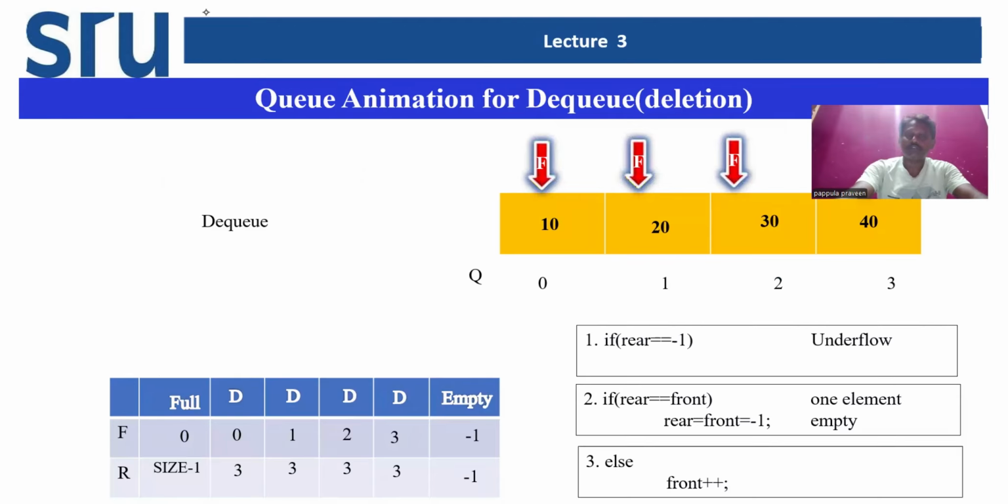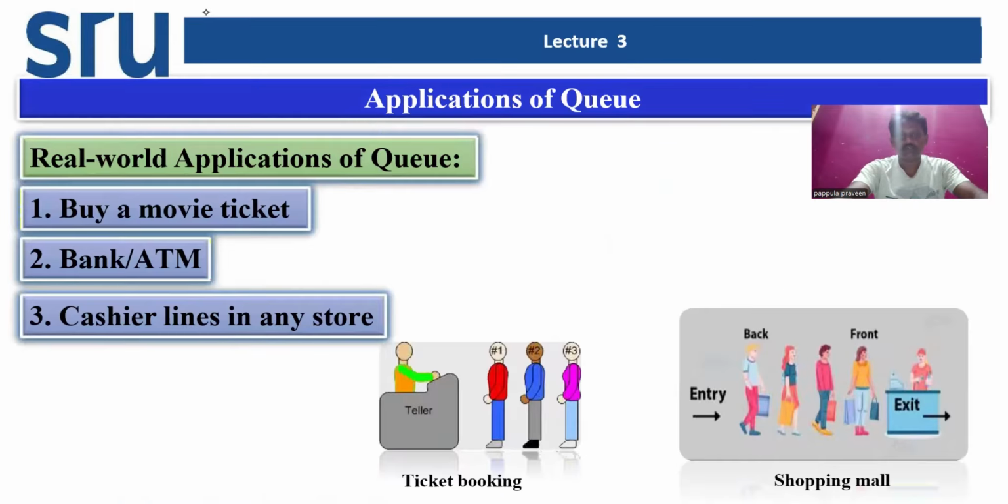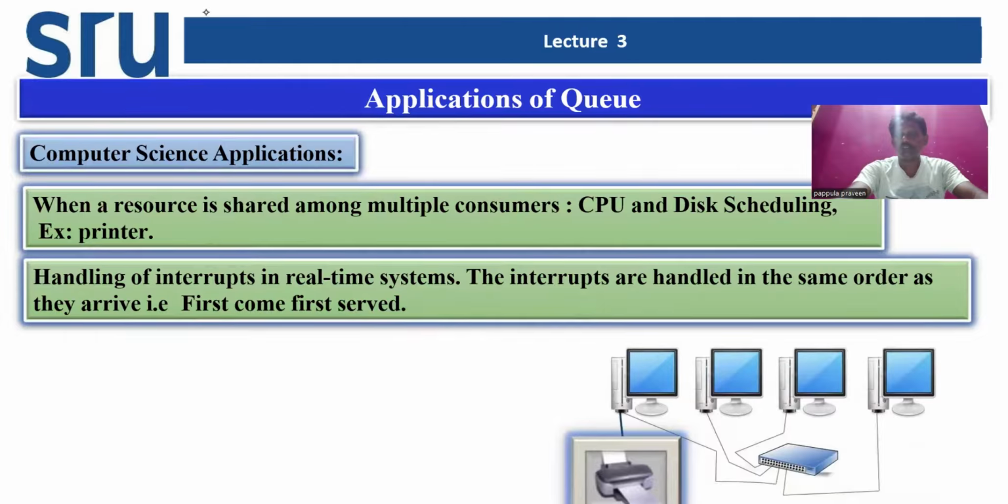This is the animation for the Dequeue. We first check rear equal to -1, underflow. Front equal to rear, then there is only one element. After removing this element, front value is -1, rear value is -1. Finally, if you are removing the element, front equal to front plus 1. Applications we already discussed. In computer applications, you remember these 2 points: one is CPU scheduling, another one is disk scheduling. And interrupt handling also follows first come first served scheduling.